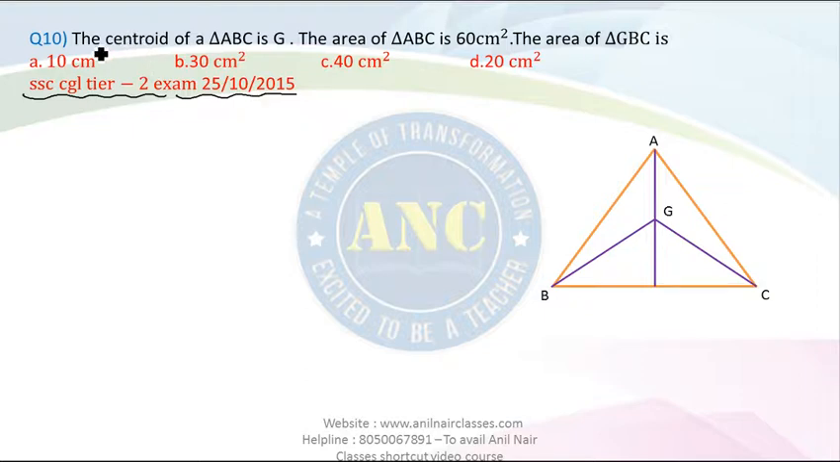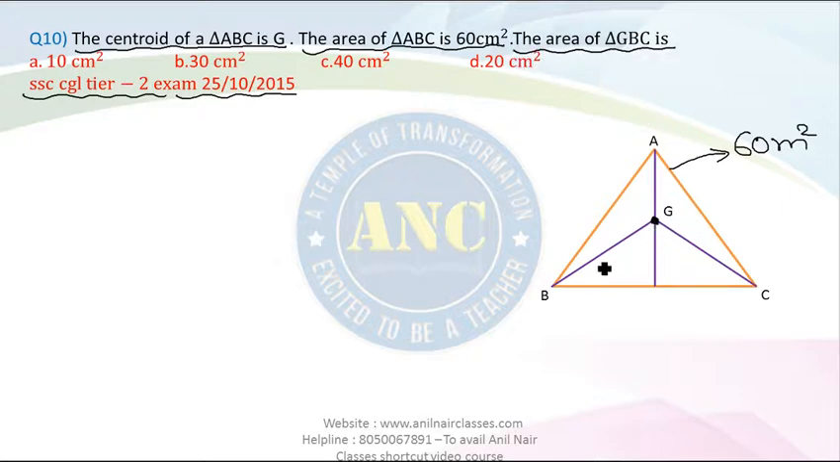What is the question? The centroid of a triangle ABC is G. Now this is my centroid G. Beautiful, sir. First statement, no doubt at all. Second statement, area of triangle ABC is 60 centimeters square. The entire triangle area is 60 centimeters square. Find the area of triangle GBC, this bottom portion triangle. Find the area of triangle GBC is the question.